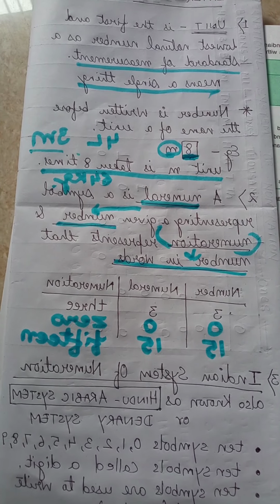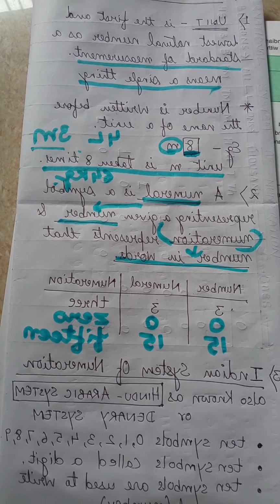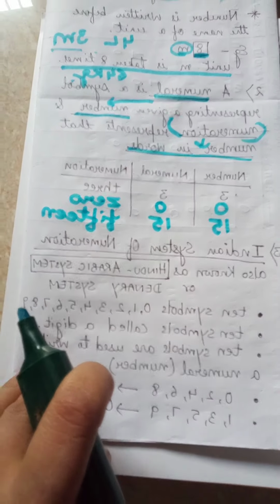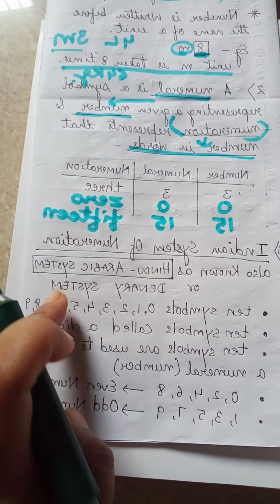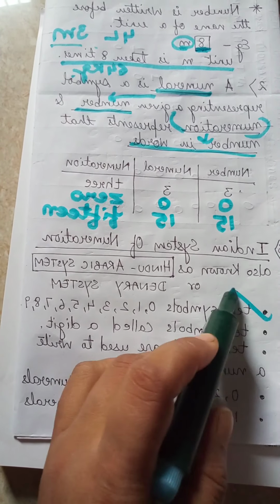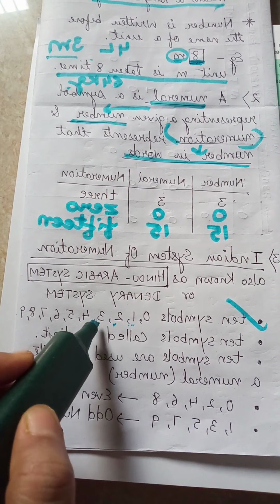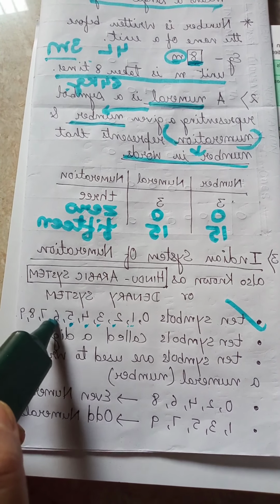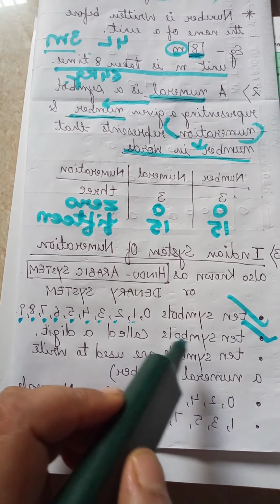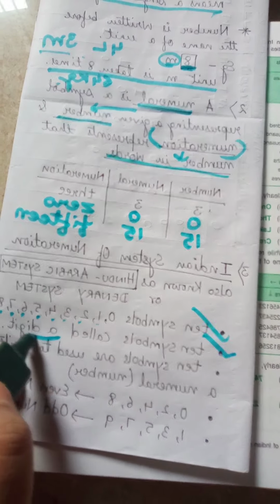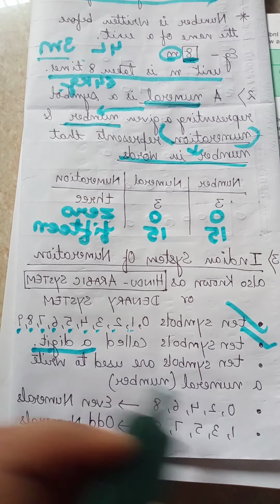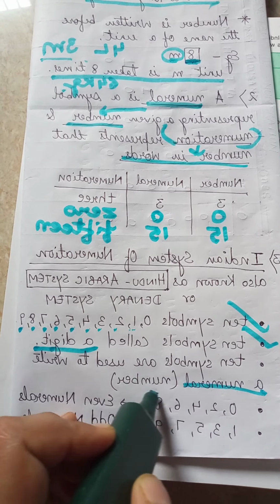Now let's discuss the Indian system of numeration, which is also known as the Hindu-Arabic system or denary system. So basically it consists of 10 symbols, that is 0, 1, 2, 3, 4, 5, 6, 7, 8, 9. And these 10 symbols are called digits. These 10 symbols are used to write a numeral, that is a number.